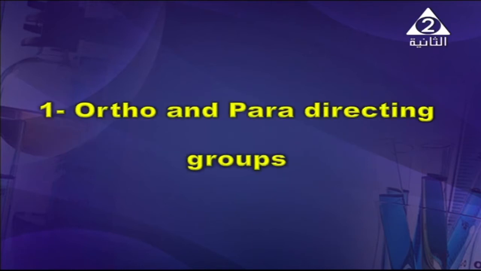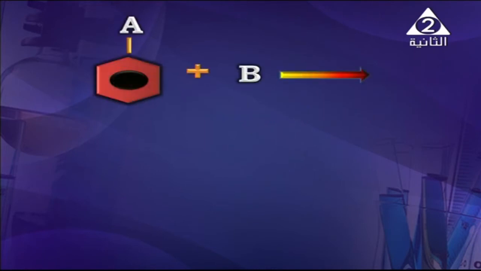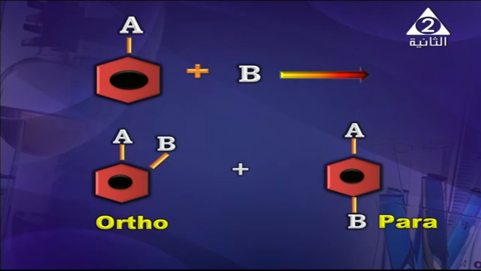So we have ortho and para directing groups. As shown on the screen, if the benzene has group A and another group B is introduced, we have here 2 main products produced, the ortho position and the para position, as shown on the screen.